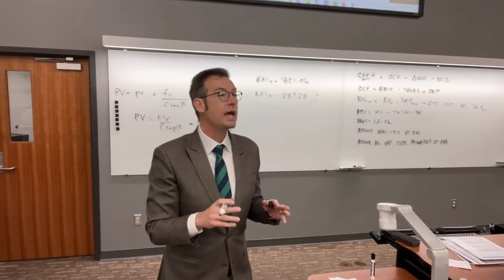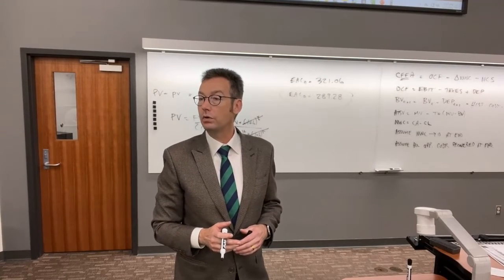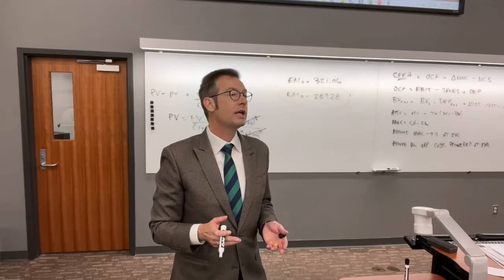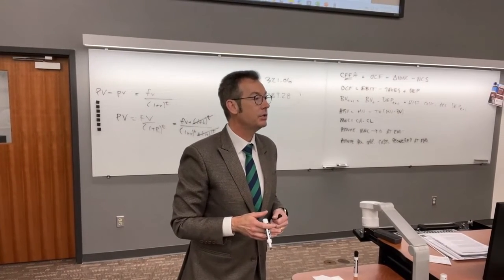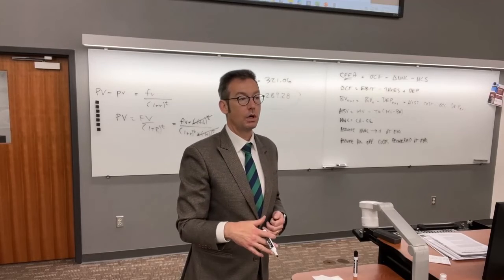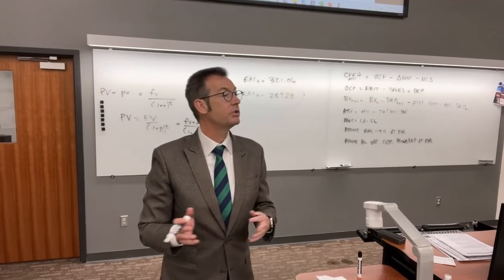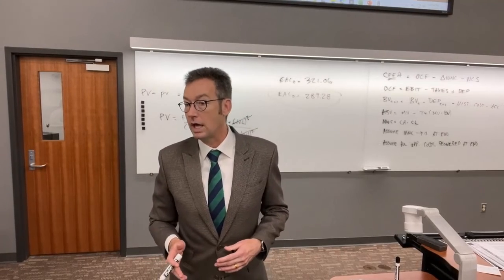So machine A had a life of 3 years, machine B had a life of 4 years. By the way, if they were equal lives, all we would have to do is find the net present value of the costs and choose the lower one. The reason we're going to have to do step 2 here is because they are investments of unequal lives.